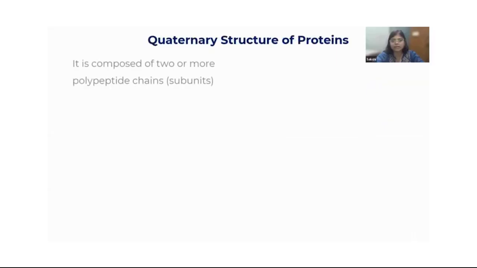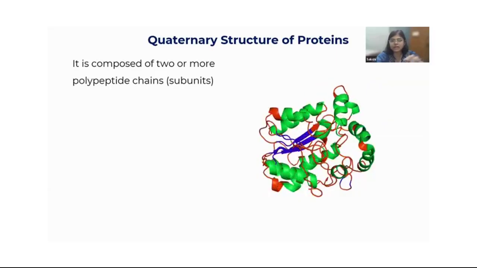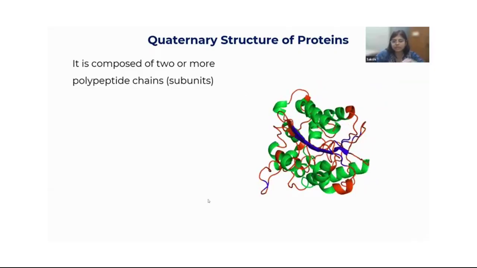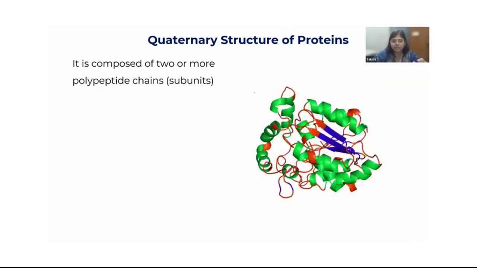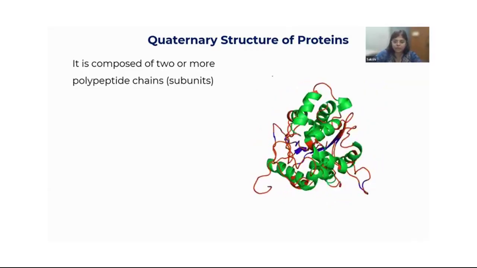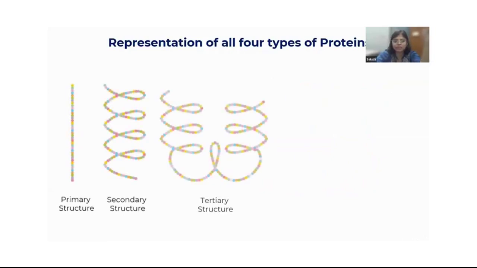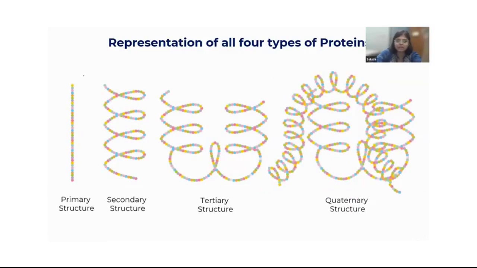Okay. Next is quaternary structure. Basically, if I twirl it more, if we make it much more complex, we get the quaternary structure of protein. It is composed of more polypeptide chains together. It is a very complex structure. Let us represent all four types of protein. So can you see, this is primary, which is very simple. So we twirl it again. Again, if you make it much more complex, it becomes tertiary. You make it much more complex, it becomes quaternary structure of protein.